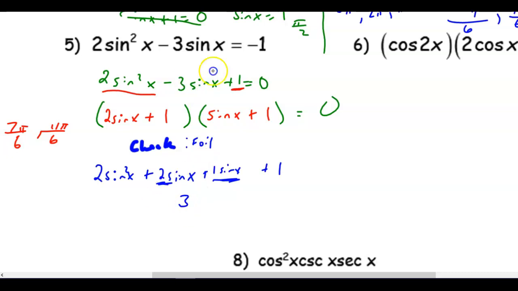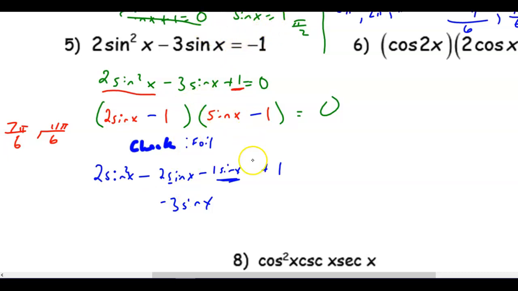I want negative 3, which means I need to change something right here, all right? And I need to get positive 1, so how about negative 1, negative 1? So what that changes is right here. 2 times negative 1 is negative 2 sine of x, and negative 1 times sine is negative sine of x. That'll give me negative 3 sine of x in the middle, which is what we want right here. So this works. Those are my factors.